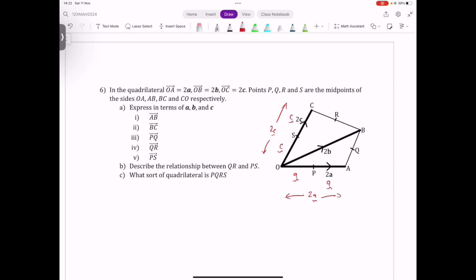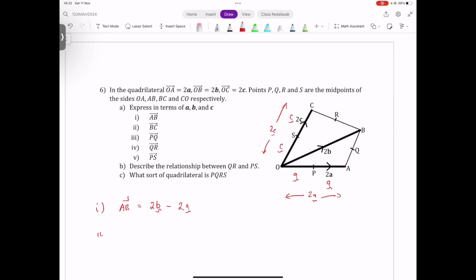Alright, so part 1, we're trying to find AB. So AB is going to equal, so we're going from A up to B. Remember, it's the head of the second vector to the head of the first vector. So 2B minus 2A would be that vector there, AB.